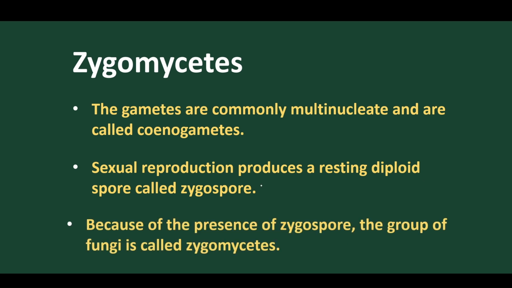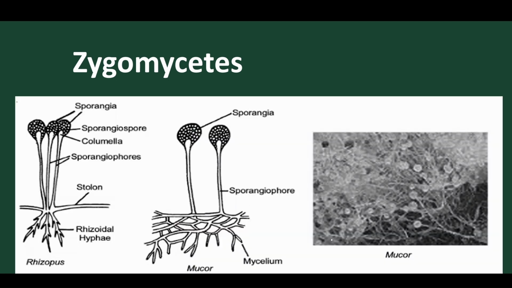Because of the presence of the zygospore, this group of fungi is called Zygomycetes. Why? Due to the presence of zygospore. What is a zygote-forming spore? The zygote develops into a spore, which is called a zygospore. This group of fungi produces a direct zygote into a resting stage, and this resting stage converts into a spore called the zygospore, for which it is regarded as Zygomycetes.